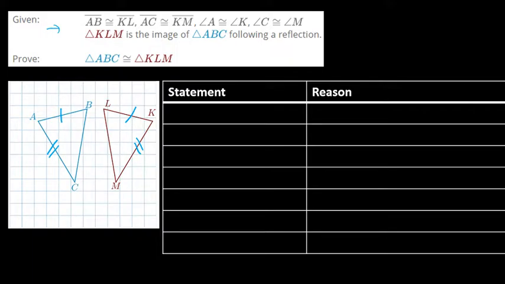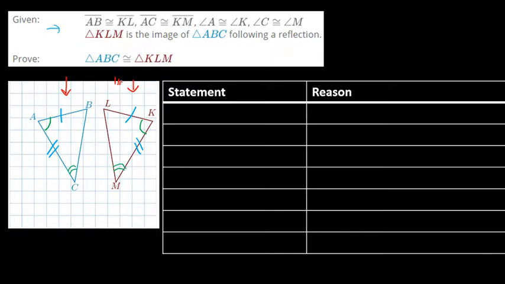So next, we're also told that angle A, which is over here, is congruent to angle K, over here. Angle C, right here, and I'll give this one a double angle mark, is congruent to angle M. And I also know that triangle KLM is the image of triangle ABC following a reflection. So this is important, and let's make sure we understand what this means. Triangle KLM, pretty self-explanatory, we see the triangle, is the image of triangle ABC following a reflection.